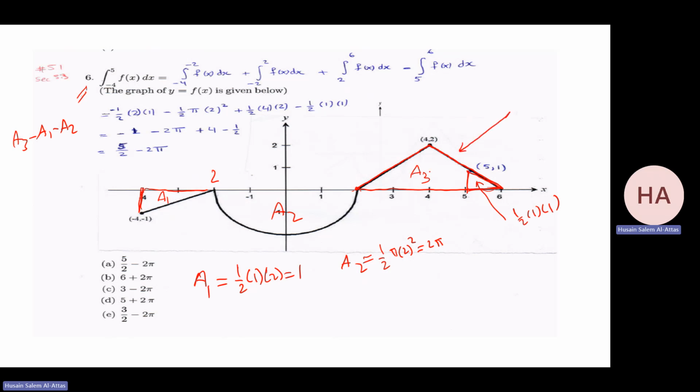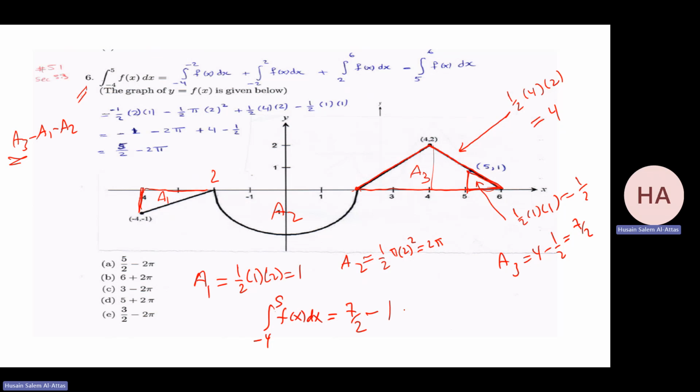The complete one, not A3. A3 will be the big one minus the small one. This is 1, 2, 3, 4, so this is 4 times 2 halved, the height is 2, that will be 4. So this is half. So A3 will be 4 minus half, which is 7 over 2. So the net area, the integral from minus 4 to 5 of f of x dx, will be 7 over 2, which is A3.